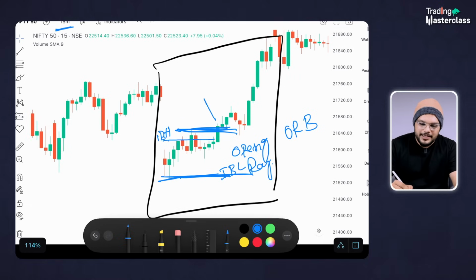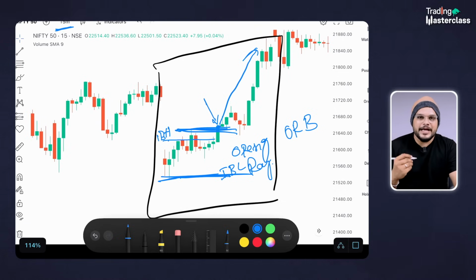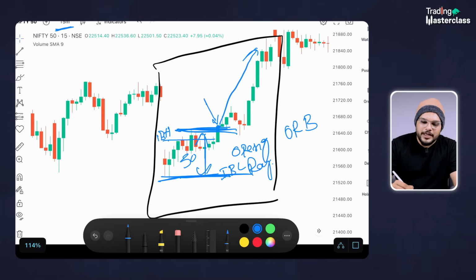In this case, the market triggers the range high at this candle. As you can see here, the range was broken at this particular candle, and after that you can see how beautifully the market trended in the upward direction. Typically in such scenarios, we can expect double the extension of the IB. For example, let's say IB was 50 points, just an example. We can expect the market to move by 100 points in any particular direction.